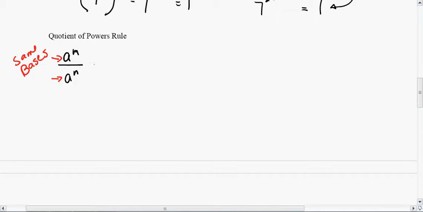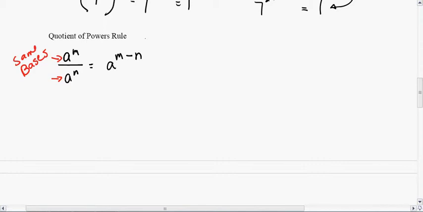It may be no surprise to you that when we were multiplying, we were adding exponents, and now that we're dividing, we're going to be subtracting the exponents. So the quotient of powers rule says take the top exponent, the exponent in the numerator, and subtract the exponent that is in the denominator. So my answer is going to be a to the m minus whatever n is.